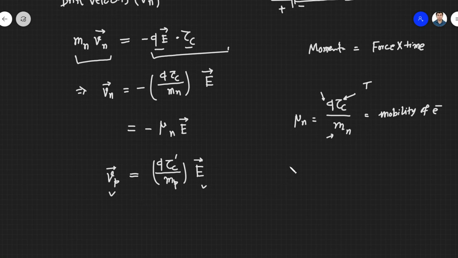Now again here we can write mu p, the same way, I'm not writing it out. So this is the mobility of holes, right?